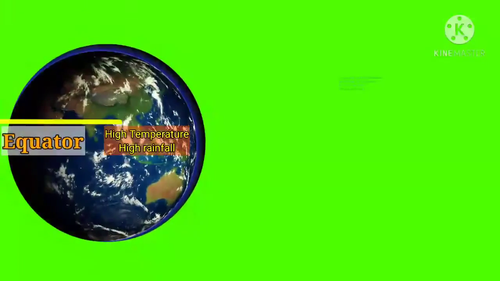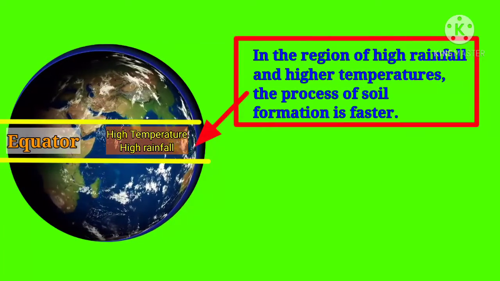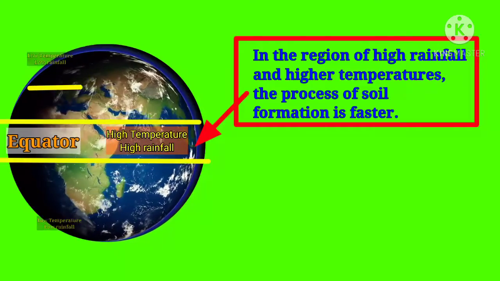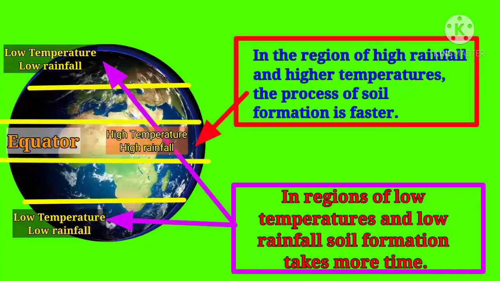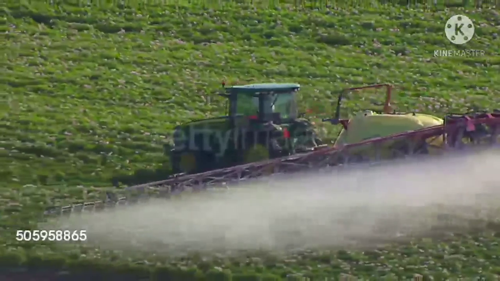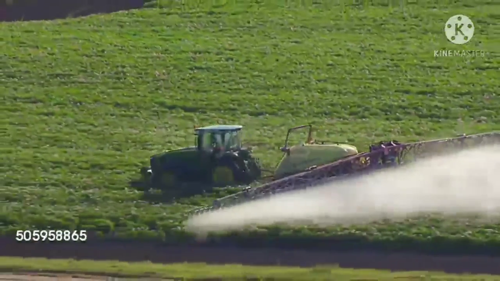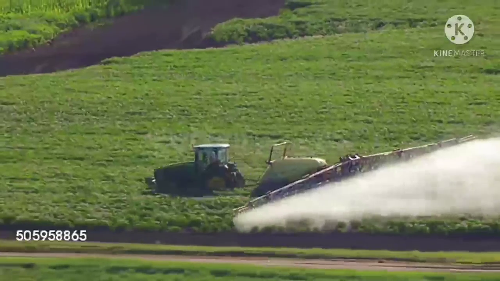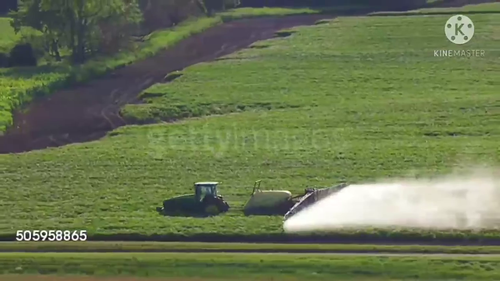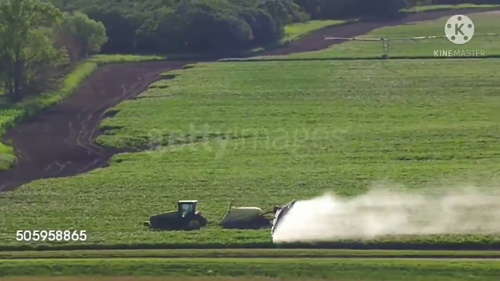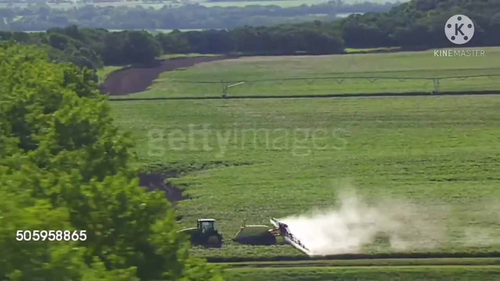In the region of high rainfall and higher temperatures, the process of soil formation is faster. Comparatively, in the regions of low temperatures and low rainfall, soil formation takes more time. Humans use the soil gifted by nature as a resource. It is mainly used for agricultural purposes. For getting higher production, different types of chemical fertilizers and insecticides are used profusely. However, this leads to the degradation of soils.